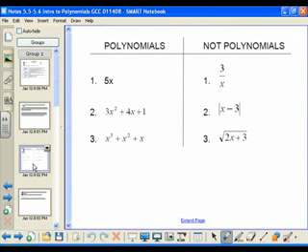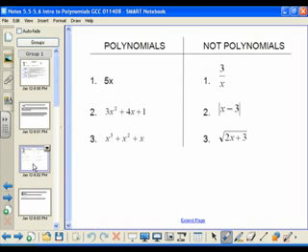So you can see on your notes some polynomials. 5x is a polynomial. 3x squared plus 4x plus 1 is a polynomial. x cubed plus x squared plus x is a polynomial. Things that aren't polynomials. 3 divided by x. The absolute value of x minus 3. Even though x minus 3 is a polynomial? Yes, but the absolute value of that is not.